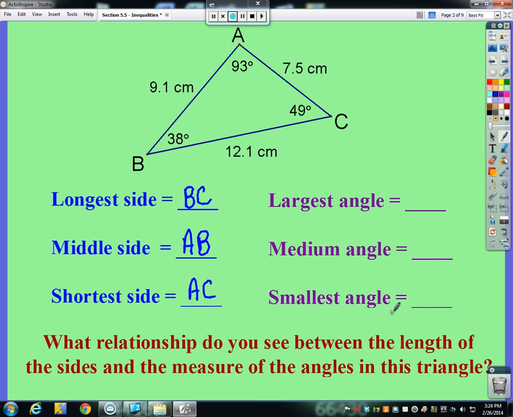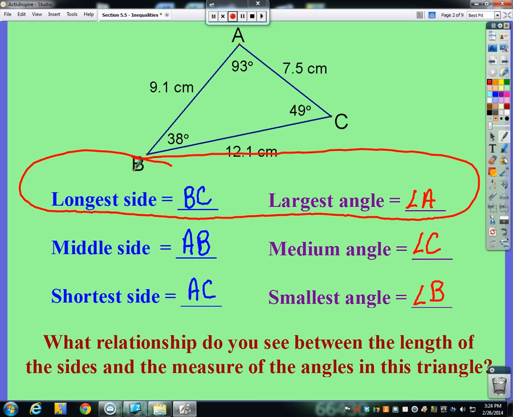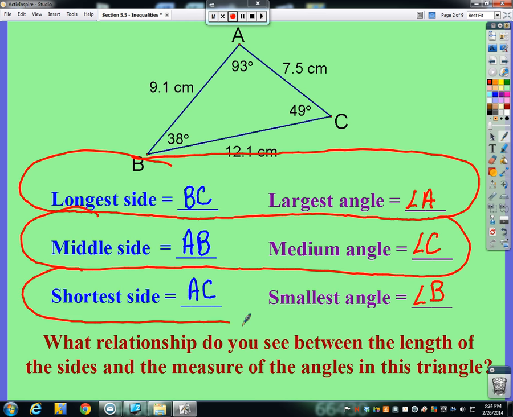If we were also to look at the largest, medium, and smallest angles, we'll start to notice a particular pattern. The largest angle up here is angle A, which is 93 degrees. The medium angle is angle C at 49, and our smallest angle is angle B at 38. Now, when I ask you to compare the longest side with its largest angle, do you perhaps notice the particular pattern that should be coming out at you?